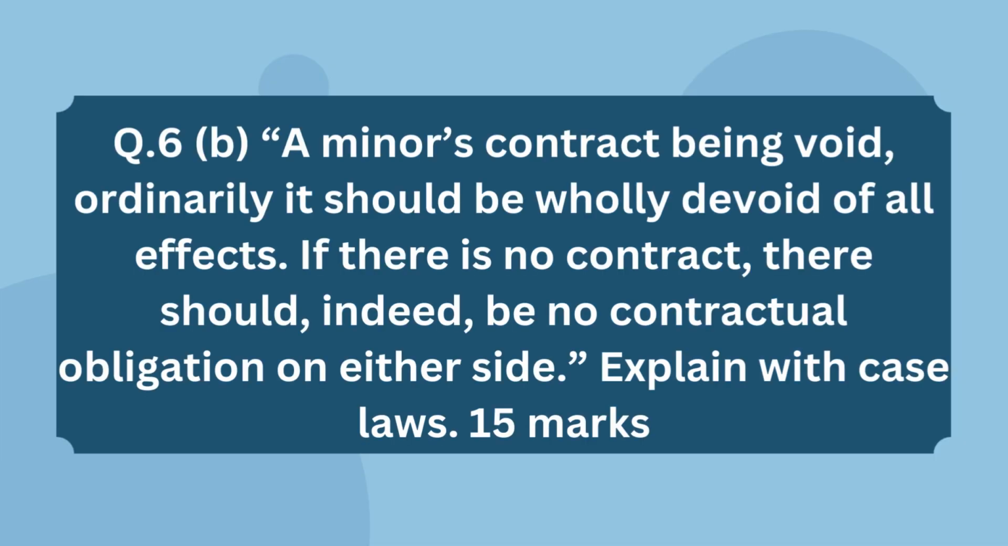Now, this question is that a minor's contract being void, ordinarily it should be wholly devoid of all effects. If there is no contract, there should indeed be no contractual obligation on either side. Explain with case laws. The most basic question from Contract Act, it talks about the minor's contract. I think it is not difficult for anyone to attempt it, so I'm not going to explain it.